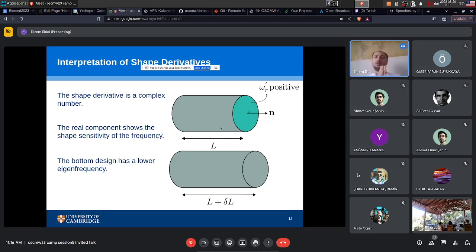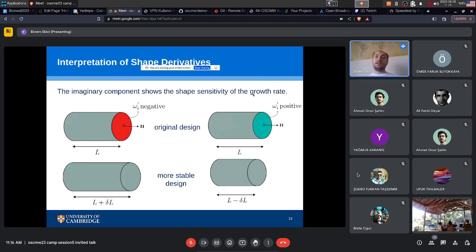The real part of the eigenvalue represents the eigenfrequency of my system. But I need to deal with the stability of the system, so I care about the imaginary part of the eigenvalue. So if the imaginary part of the shape gradient is negative, this is my original design, and I have a negative imaginary part, and if I move that boundary in the normal direction, it's going to decrease my growth rate, which is what I want. So I need to increase the length of the combustion chamber.